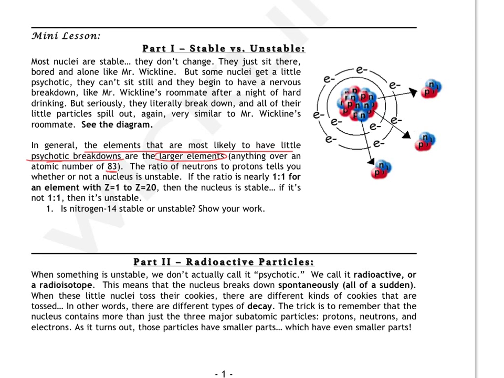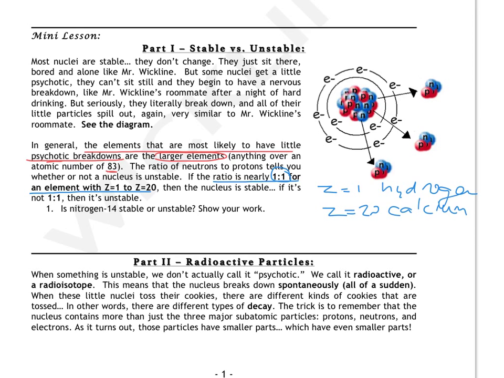Okay, so then also there's a ratio of neutrons to protons that's nice. So if the ratio is nearly 1 to 1, and that's only for certain elements, elements 1 to 20. So I believe element number 1 is hydrogen, and I believe element number 20 is calcium. So if you're within that range of elements, then you can use the ratio 1 to 1, and that's 1 proton to 1 neutron. And that would make it stable. And then if that ratio is not 1 to 1, we would call it unstable.